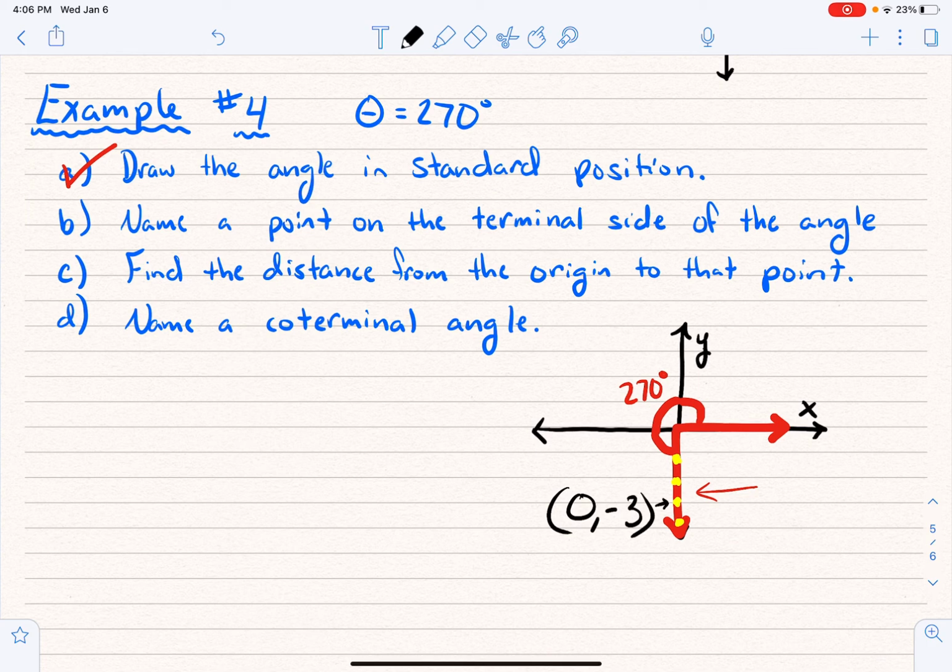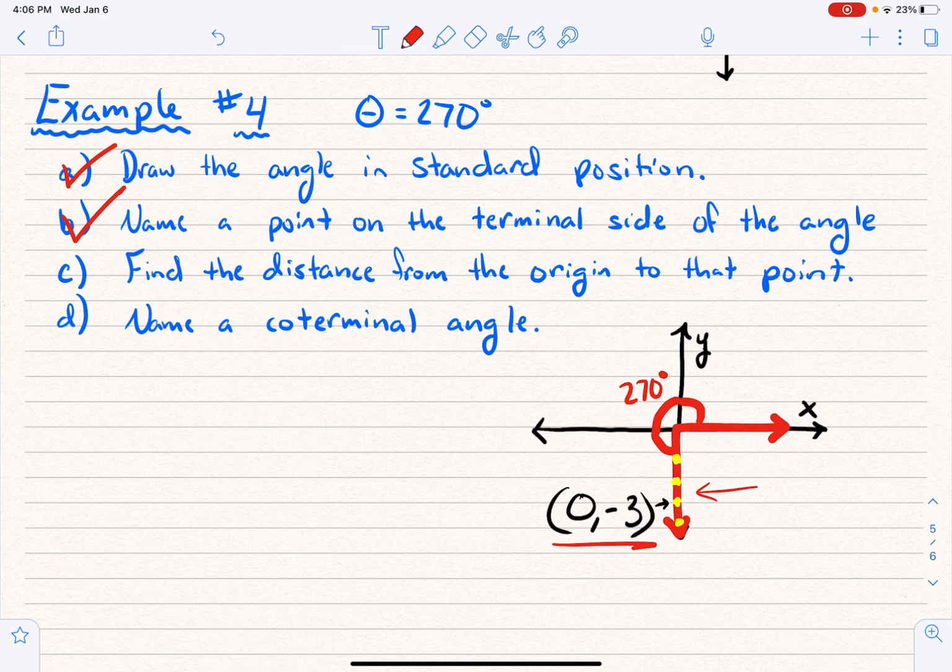Like that one right there. Okay, all right, check. I named a point on the terminal side right here. All right, third, find the distance from the origin to that point. Well, that's easy enough. Find the distance from the origin to that point, okay?